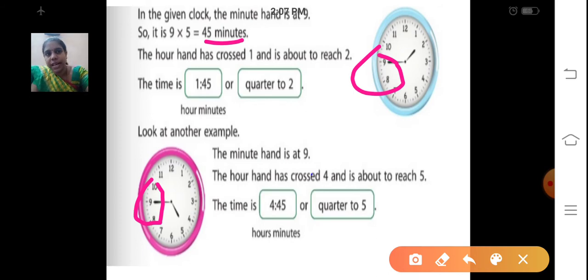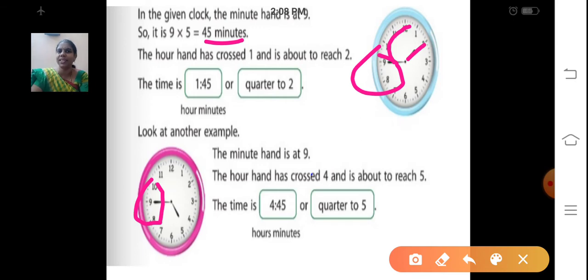If the minute hand is at 12, then the smaller hand will reach 2 completely, right? So it is about to reach 2. It doesn't reach 2 fully, correct? 15 more minutes are there to reach 2, isn't it? So after 10, 11, 12, exactly 15 minutes are there to reach 2. So it is not 2. It is about to reach 2, but it is not exactly 2.